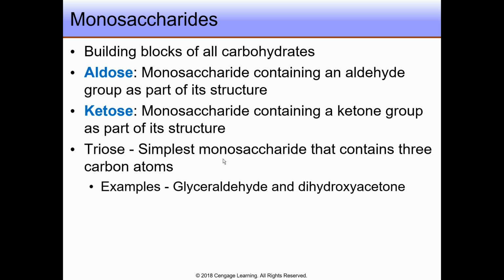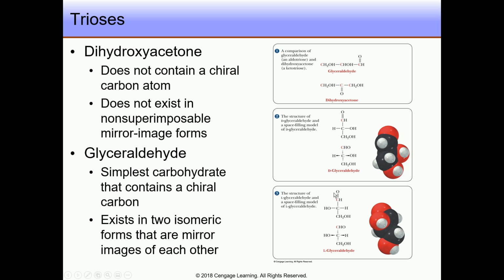So we're going to take the example of trioses, which have 3 carbons. The examples of trioses are glyceraldehyde and dihydroxyacetone. Glyceraldehyde has an aldehyde group, so it's an aldose sugar. Dihydroxyacetone has a ketone group, so it's called a ketose. So here is the structure of dihydroxyacetone, which does not have a chiral carbon.